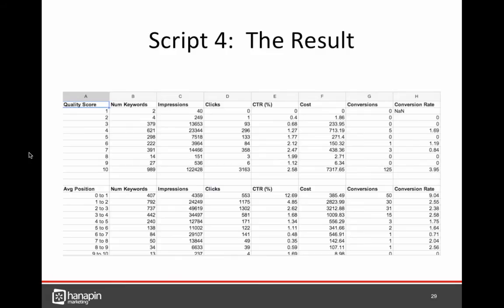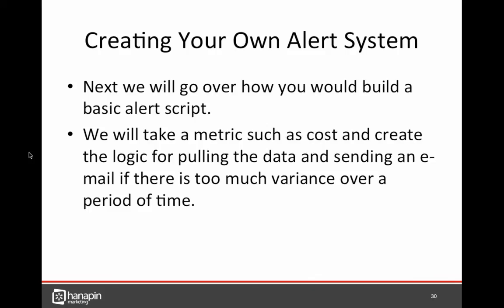Yeah, absolutely. So the next thing we want to go over is creating your own alert system, how you build a basic alert script. We'd also take a metric such as cost and create the logic for pulling the data. I know we've gone over a little bit of that with these different iterator functions, but also how to send an email if there's say too much variance over a specific period of time.